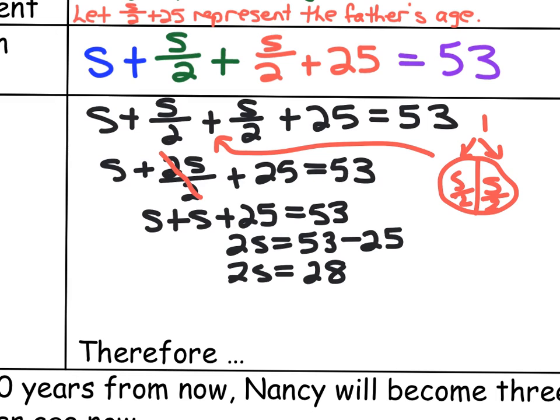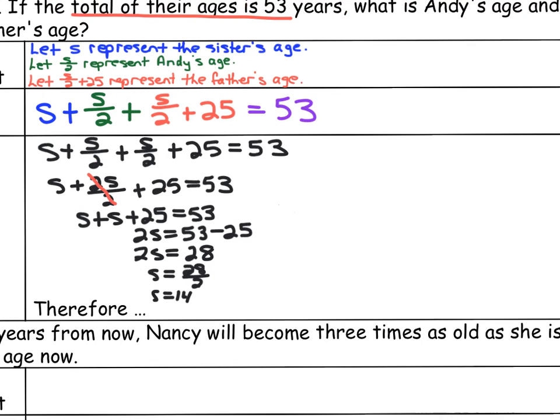So now I have to divide both sides by 2 to figure out how old the sister is. And so we know that the sister is 14 years old. So we're going to use that. Remember, we were not asked for the sister's age. We were asked for Andy and his dad's age. So we're going to go and use what we solved for s to determine Andy and his dad.